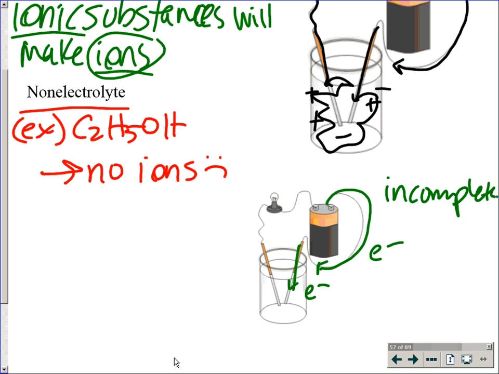Okay. So that's a quick talk on electrolytes. You can easily tell something's an electrolyte specifically if it's ionic and it's in solution.